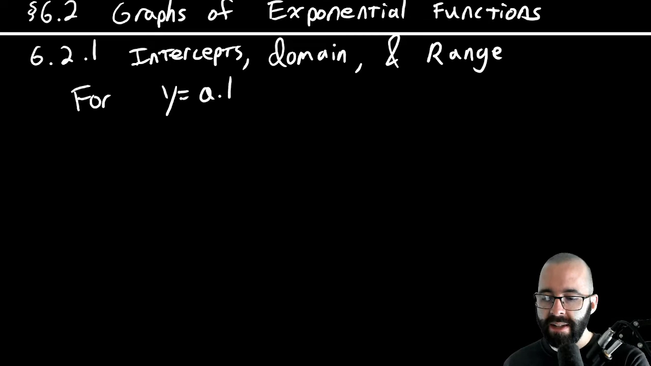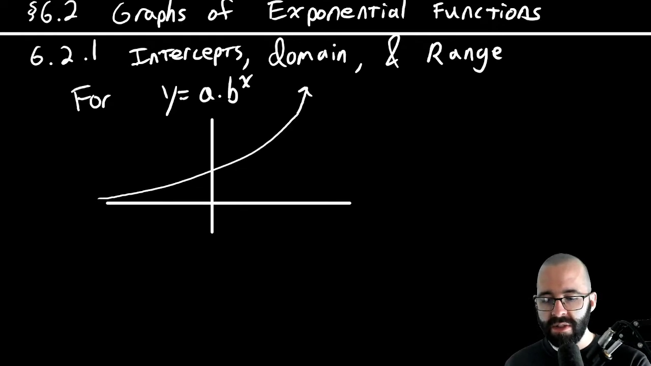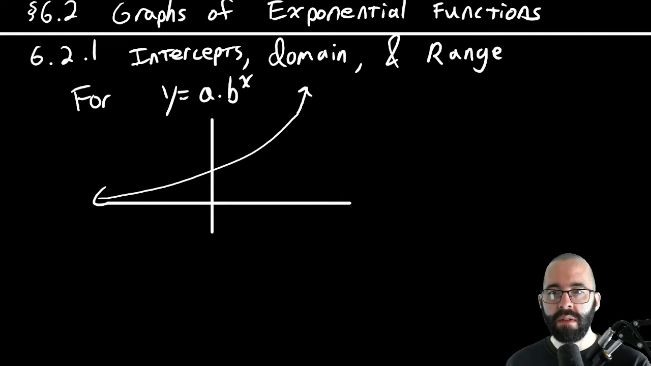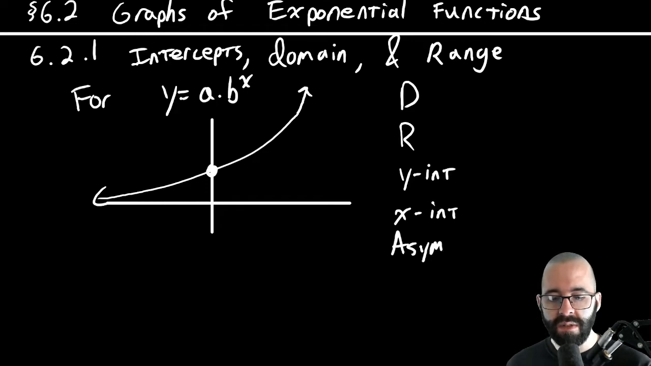For y equals a times b to the x, this is 6.1. If b is bigger than 1, it'll be growth. If b is less than 1, it'll be decay. In our little picture, let's just say we're looking at growth. What do we have for something of this form? We know the y-intercept, the domain, the range. We know something about the x-intercept. We know something about asymptotes.